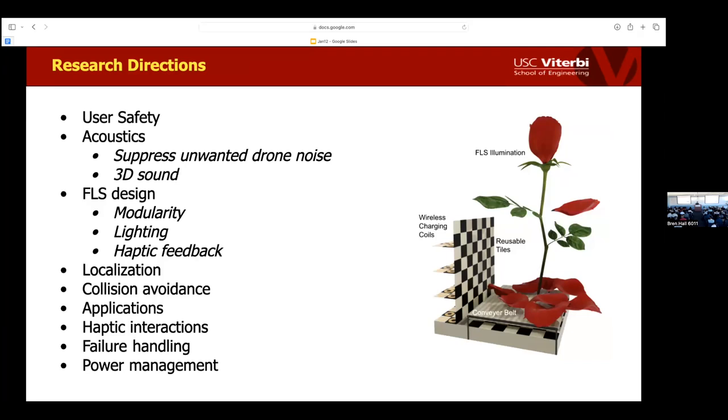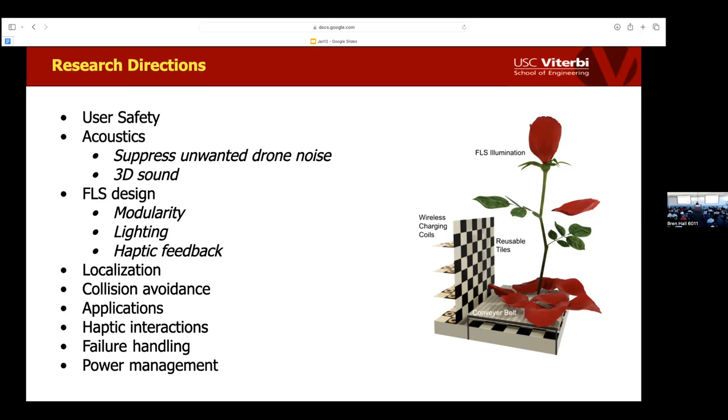So, many cool topics to work on. Isn't that great? New Year's resolutions, you know, transparent analysis. But my list is huge. I'm hoping to be a great guy, so that Santa Claus is good to me at the end of the year. And many of these are addressed. But user safety, acoustics is a huge deal. I don't know if you guys could hear the drone noise that was there. So how do you cancel out the drone noise is a huge topic. This 3D display would be nice to have with 3D sound implemented. So 3D audio would be really cool. The design of the FLS, we are working on this, modularity, lighting, haptic feedback. We have a lot of work to do in the area of haptics, and I'm super excited about it.